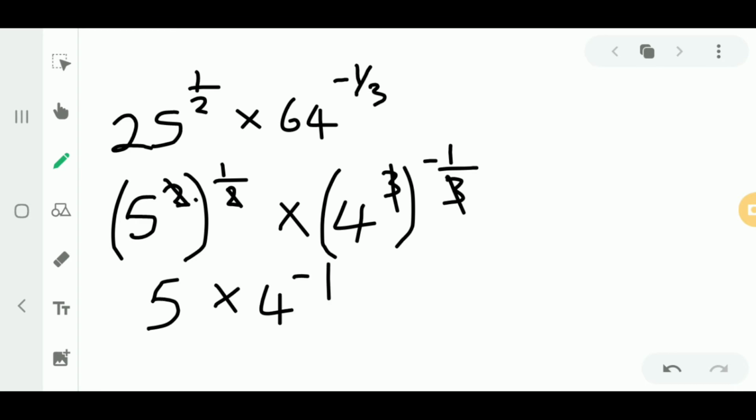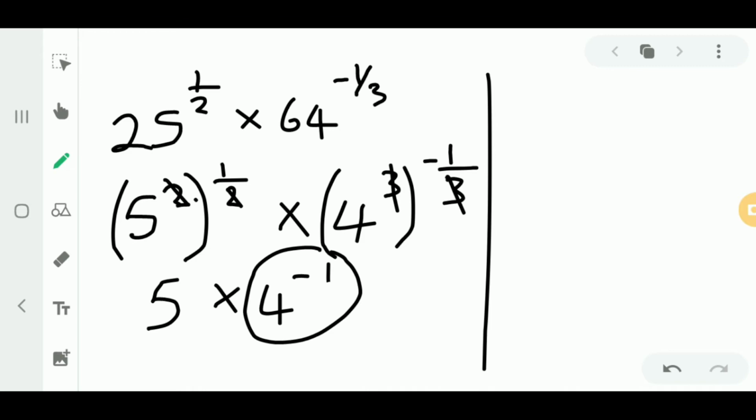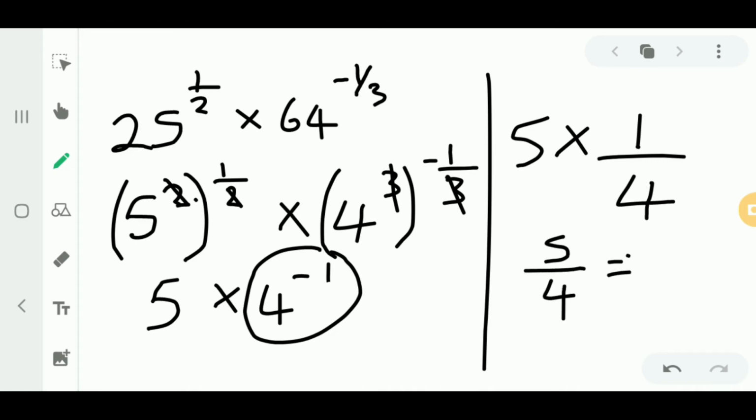And how would we change this to a positive index? We have 5 times 1 over 4. And 5 times 1 over 4 gives you 5 over 4, which is the same thing as 1 and a quarter.